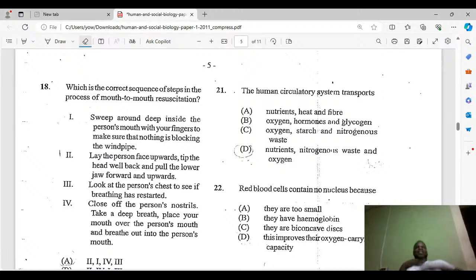Why B is a trick question is because of glycogen, right? Remember that glycogen is a hormone, but it's not released in the blood. Glycogen is one of the only hormones that is not released into the bloodstream, not transported. Especially glycogen in your muscle is not transported in your bloodstream. The glycogen is basically transported to the liver. It doesn't go in your bloodstream.